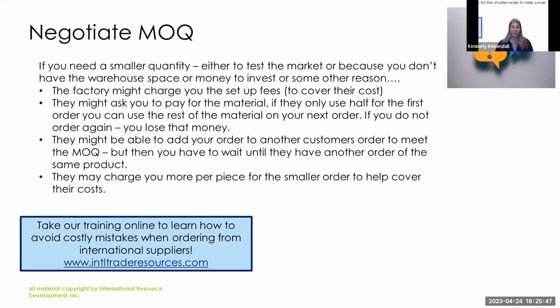They also may charge you a higher price per piece to help cover some of these costs that we've talked about in this list. And that's also understandable. So again, minimum order quantity is not an imaginary number. It comes from factors that drive the factory's profitability, but you do have an opportunity to work with them to see if there isn't something that you can do if you really can't make that quantity.